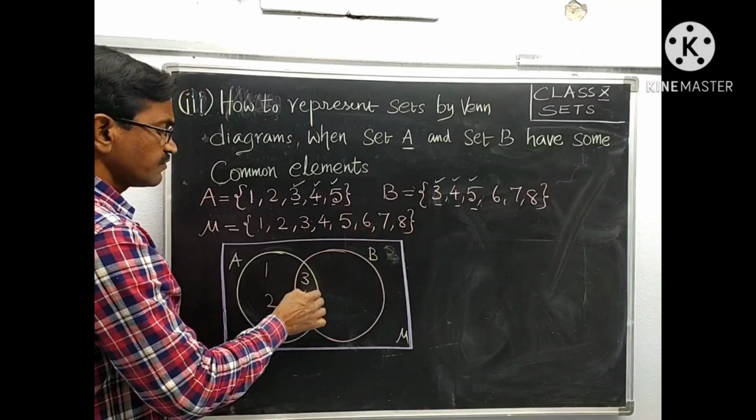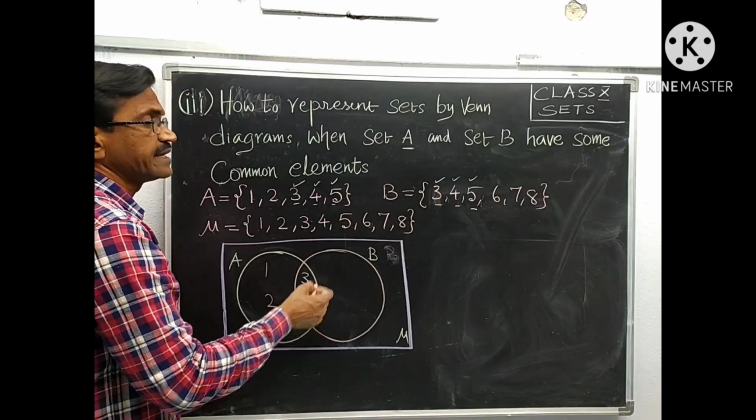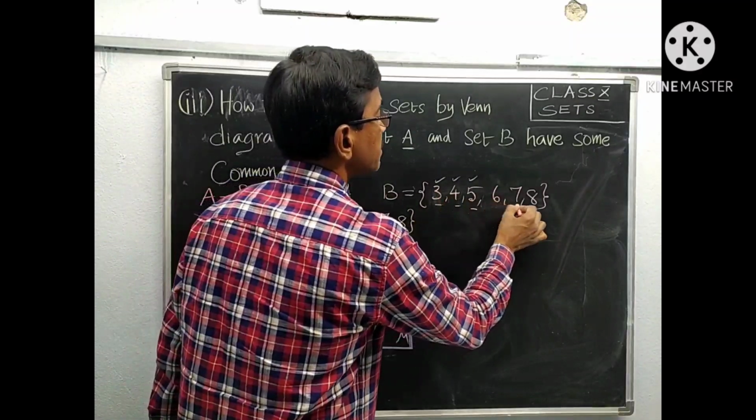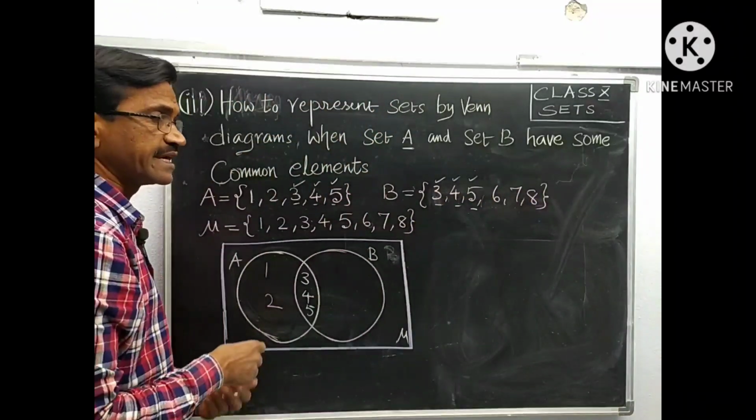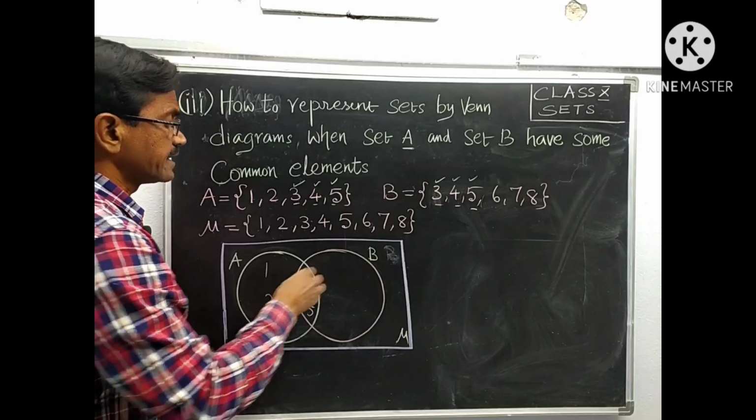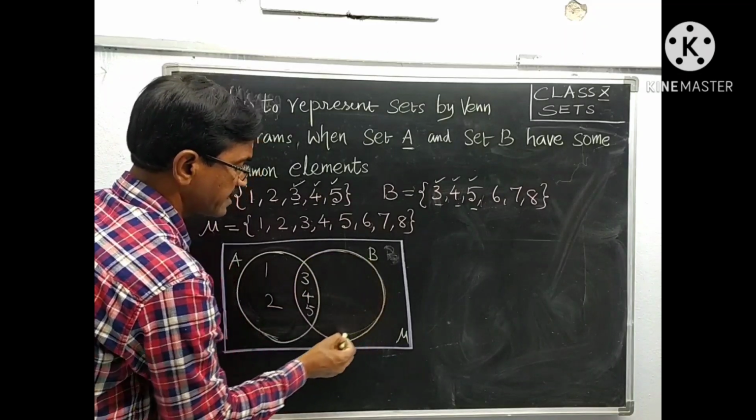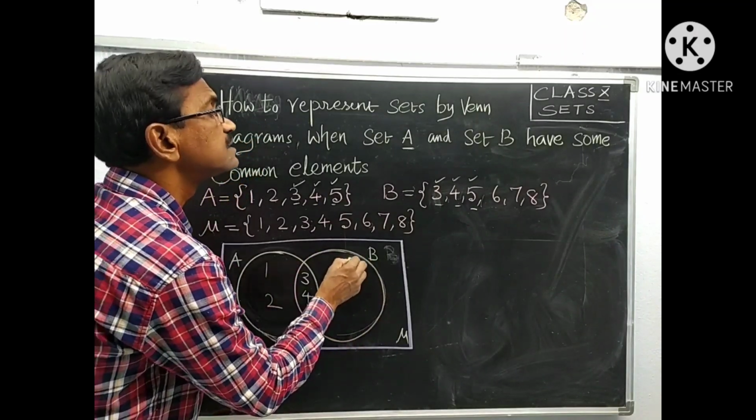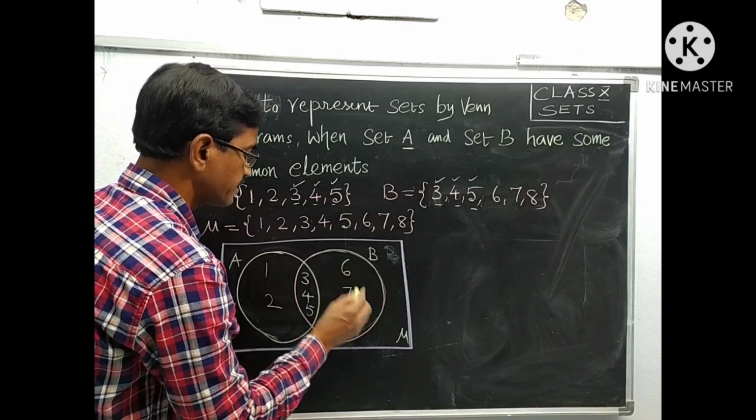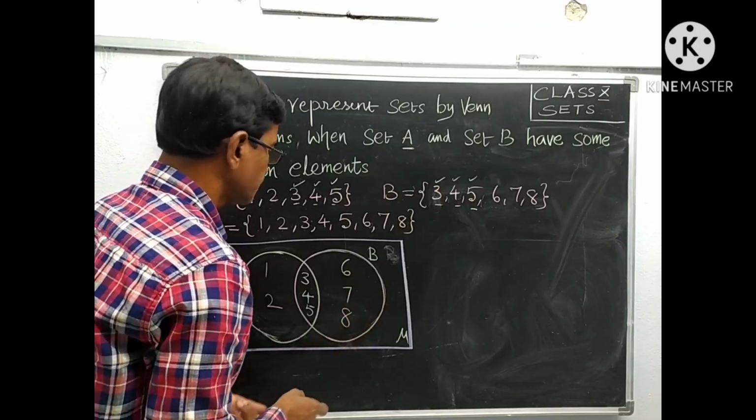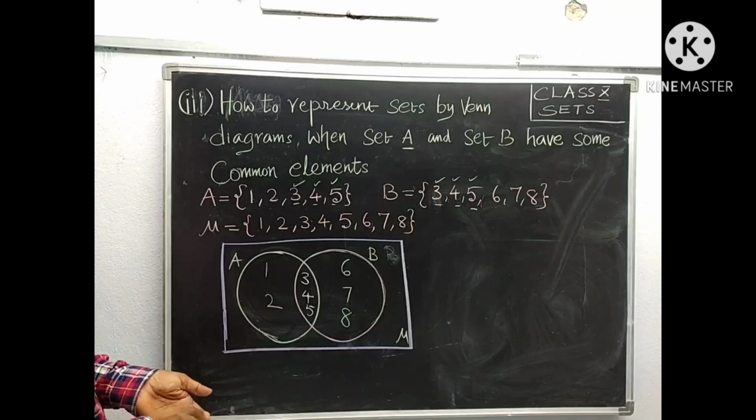Now 3, 4, 5 are already written here. The remaining elements of B, 6, 7, 8, should be written in the remaining part of B, that is here: 6, 7, 8. Now verify whether the elements are correctly written or not.